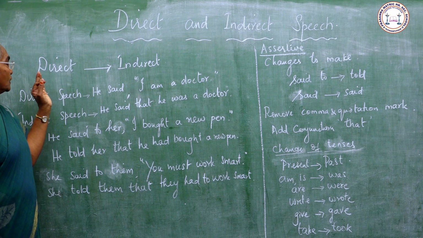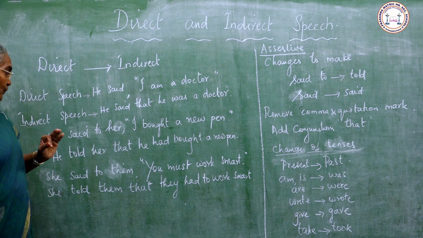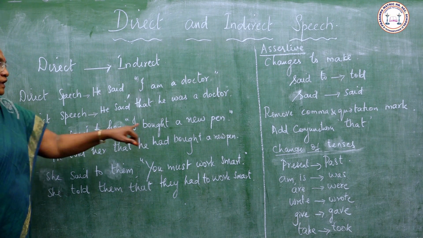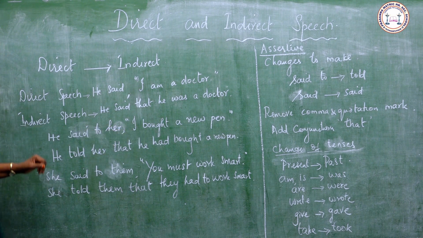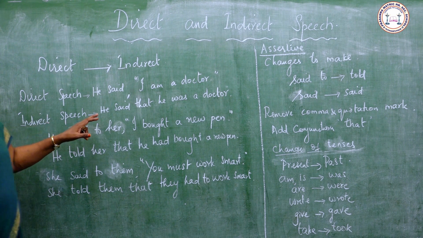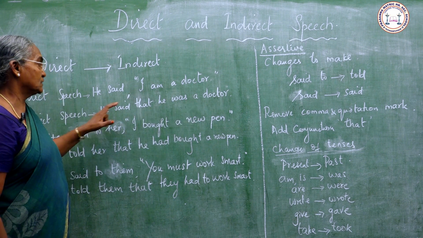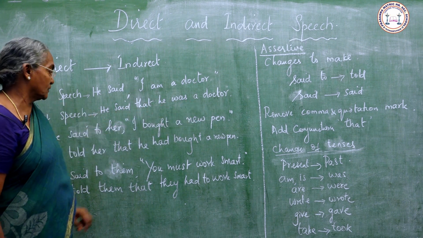So, direct speech has four parts: speaker, listener, reporting verb and the reported speech. Then we shall come to indirect speech. See the sentence, read the sentence. He said that he was a doctor.